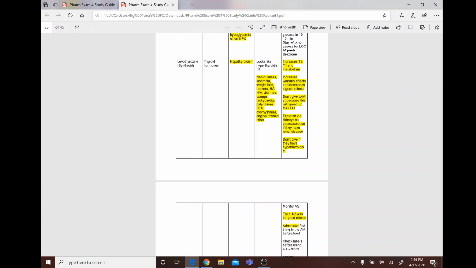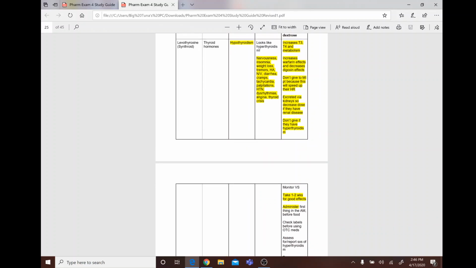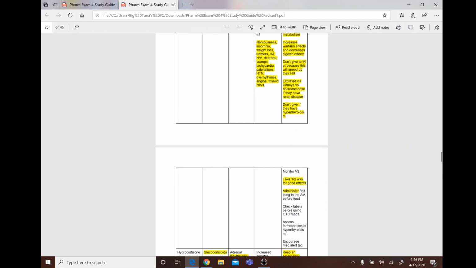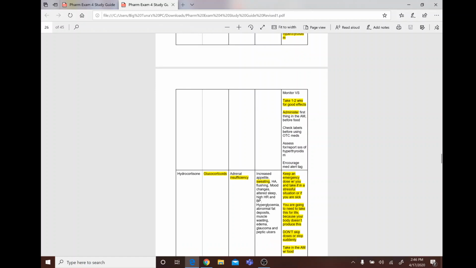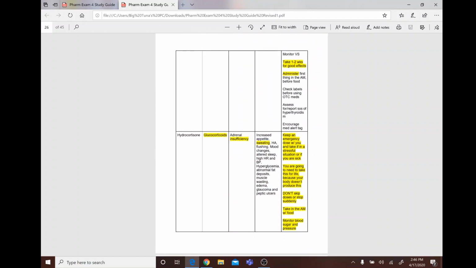Is levothyroxine or Synthroid contraindicated in? MI patients, renal disease, decrease the dose, and hyperthyroidism patients. When do you want to give levothyroxine or Synthroid? First thing in the morning before food.